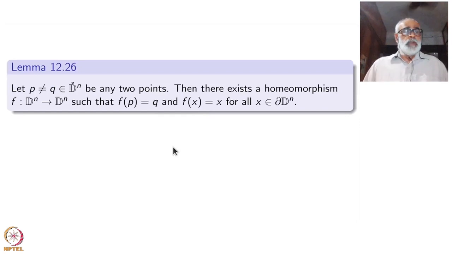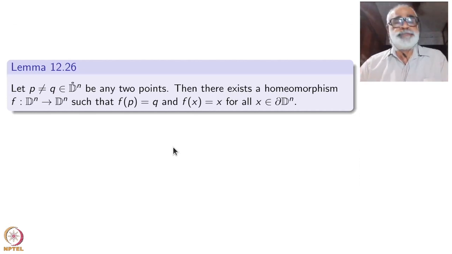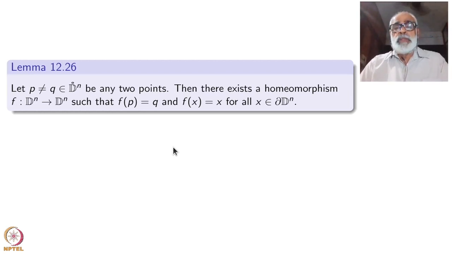So we begin with the simplest object, namely the open disk, our model for manifolds. Take any two distinct points p and q in the interior of D^n, which I have also denoted by B^n, the open ball of radius strictly less than 1. Then there exists a homeomorphism f from D^n to D^n such that f of p equals q and f of x equals x for all x on the boundary. On the boundary it is the identity, and p is mapping to q.